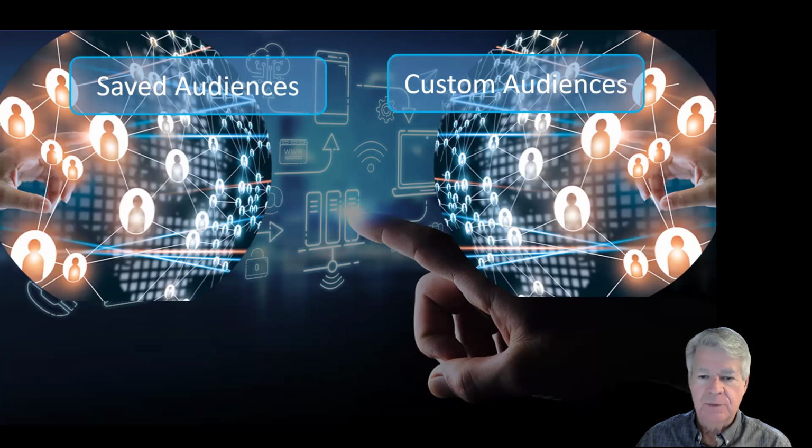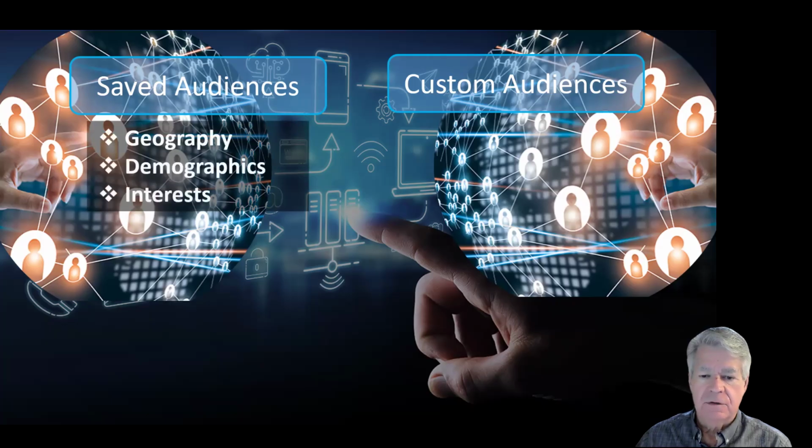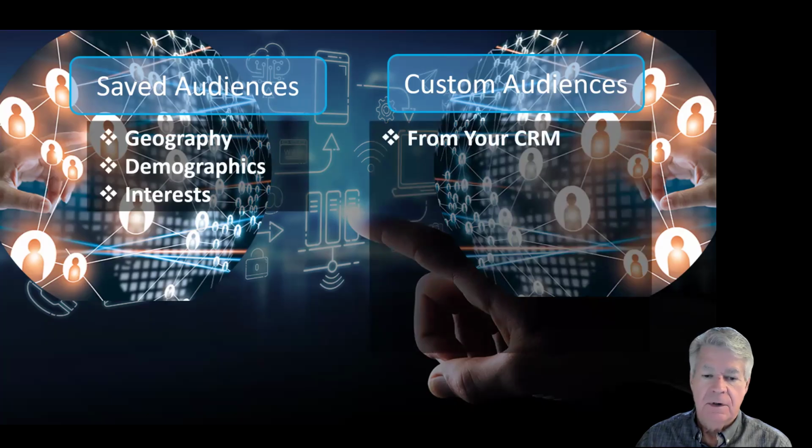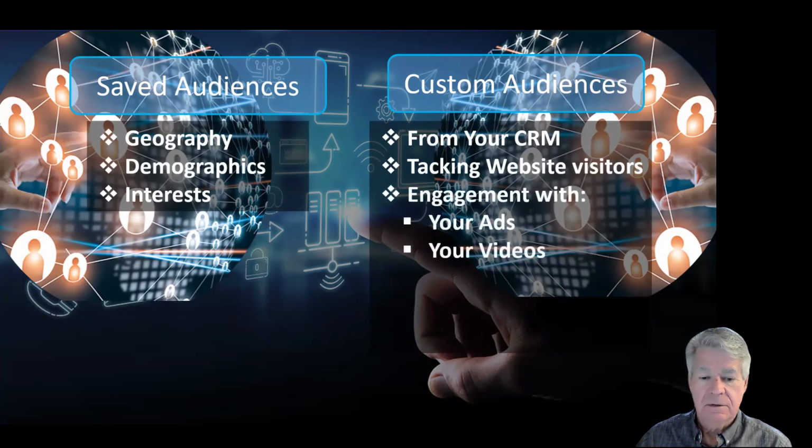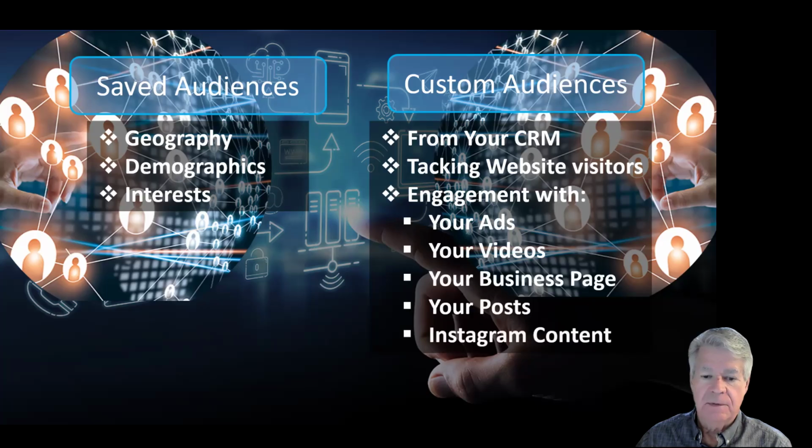In Facebook, you can create multiple saved audiences based on geography, demographics, and interests, which you can search for in Facebook. Meta tracks thousands of interests, which you can find with other tools like LeadSync or Audience Kitchen. You can create custom audiences by uploading contacts from your CRM or by selecting the engagement criteria you want to track, including website visitors using the Meta Pixel, or by engagement with people who are interested or interacting with your ads, your videos, your Facebook business page, your posts, or your Instagram content.